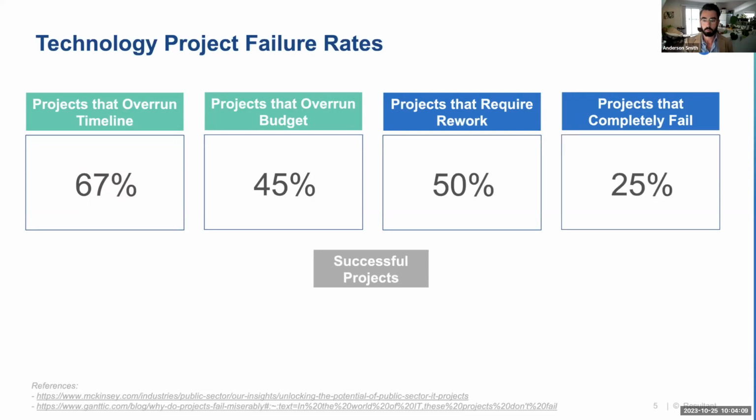About a quarter of projects completely fail, and projects categorized as completely failing would be those that either do not actually end up coming to completion and getting implemented, or those that are implemented, but after implementation just aren't actually utilized because they're not solving the true need of the problem.